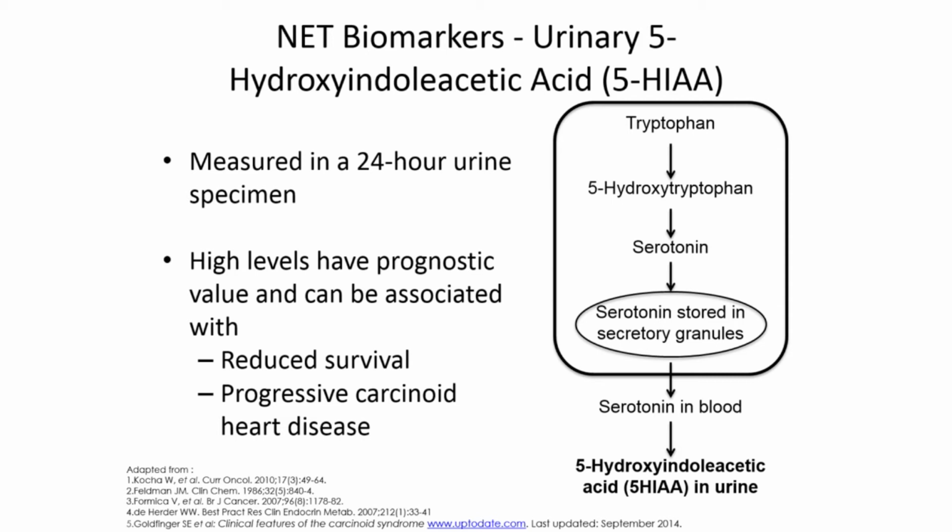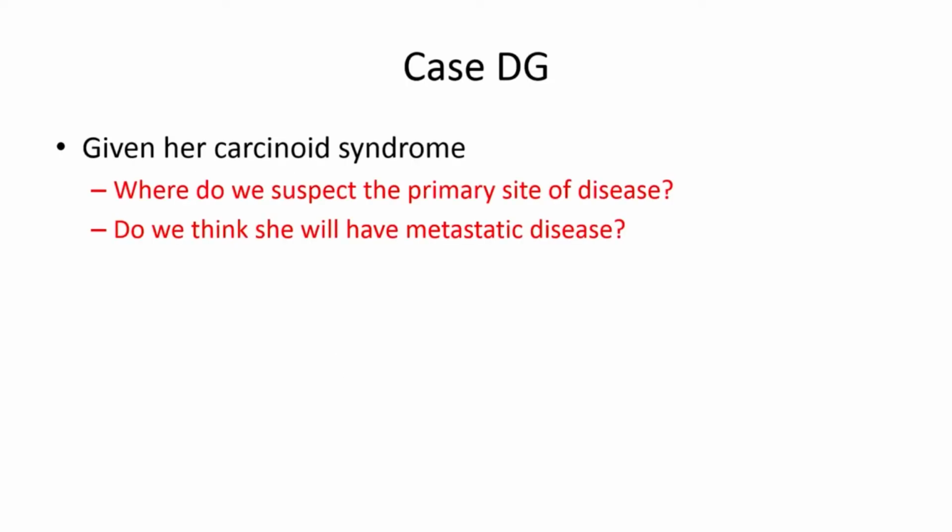And really, I put up the tryptophan to serotonin pathway and how that results in urine 5-HIAA. And we do think that's an important biomarker, and we do that routinely for our patients, both at diagnosis and also in follow-up. So back to case DG. So she has the carcinoid syndrome. So where do we think she has her disease? And do we think that she has metastatic disease?